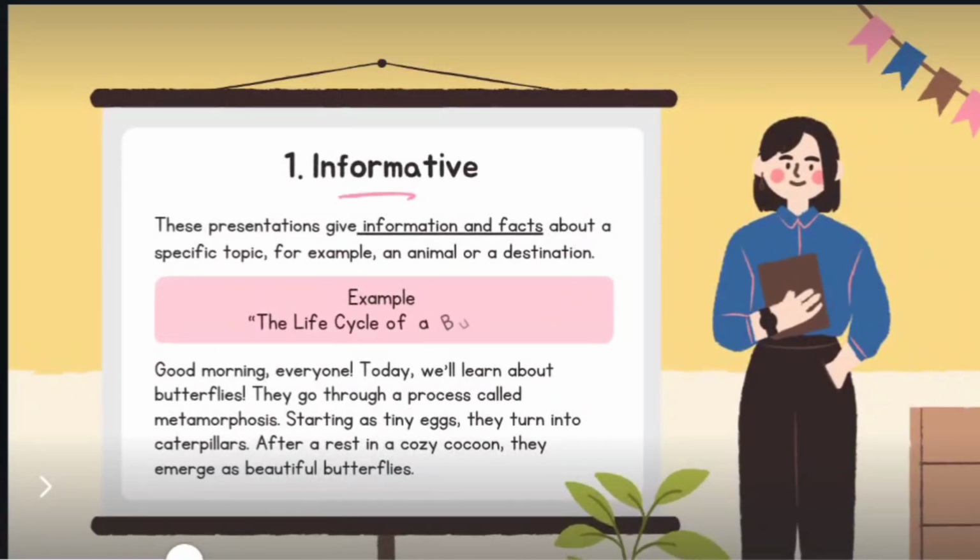So let's begin with informative presentations. These presentations give information and facts about a specific topic, for example an animal or a destination. Example, the life cycle of a butterfly. Good morning everyone, today we will learn about butterflies. They go through a process called metamorphosis. Starting as tiny eggs, they turn into caterpillars. After a rest in a cozy cocoon, they emerge as beautiful butterflies.